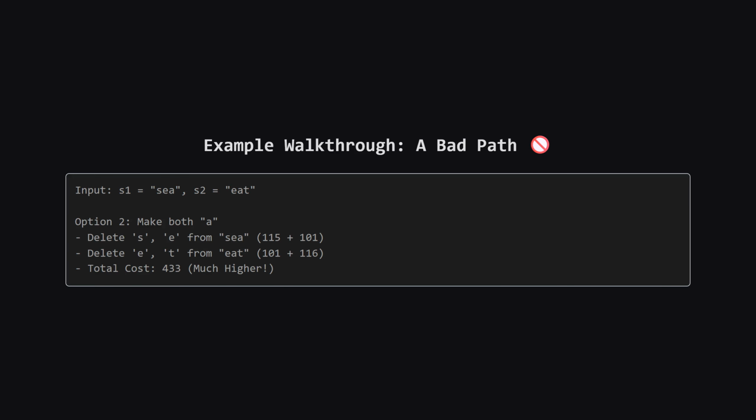Just to prove why that previous answer was good, let's look at a bad option. We could just delete almost everything and make both strings equal to the letter A. But look at the cost. We'd delete S and E from the first word, and E and T from the second. The math adds up to 433. That is way more expensive than 231. So simply finding any common string isn't enough. We need the one that saves the most expensive characters.